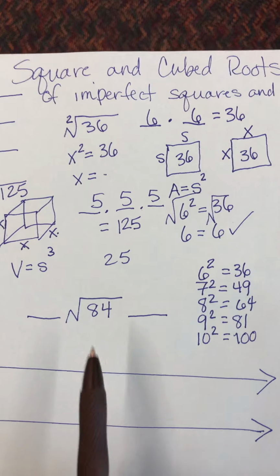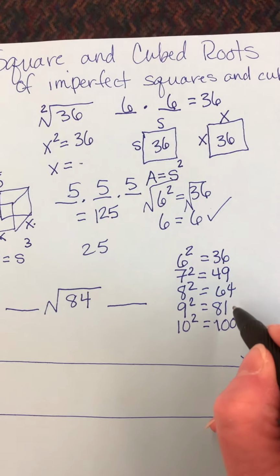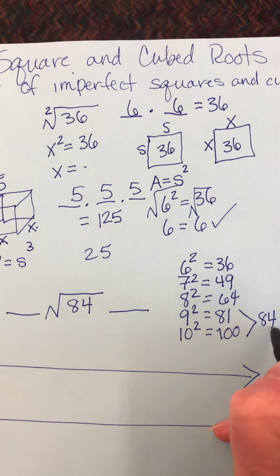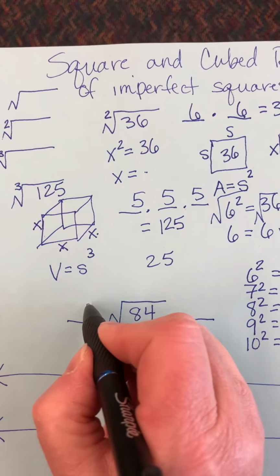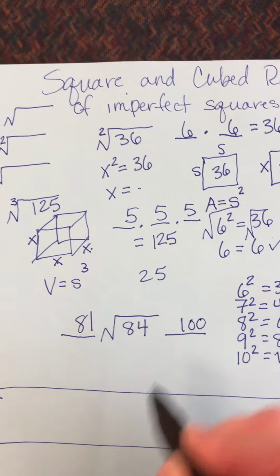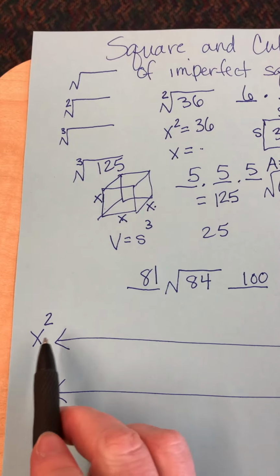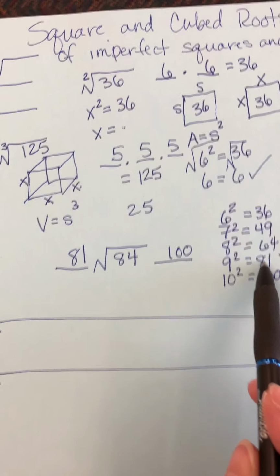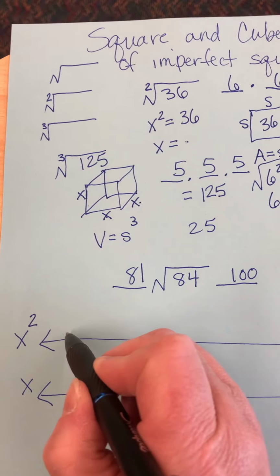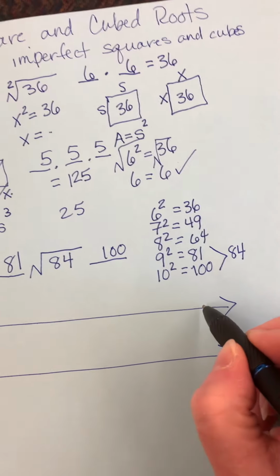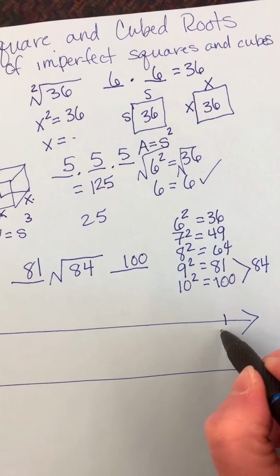Okay, 84. What is 84 in between? On the number line, it's in between 81 and 100. So that means I'm going to use 81 and 100. Okay, remember, these are the answers to squared numbers, so we're going to use these. So this is our range of the number line. So I have 81, and my range goes to the second one, which is 100.